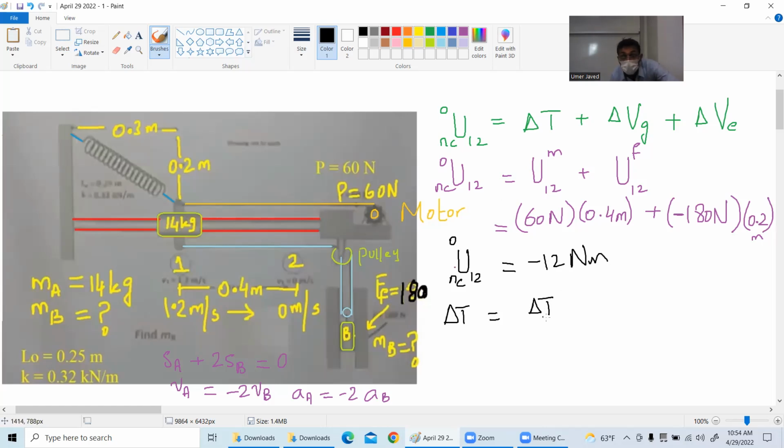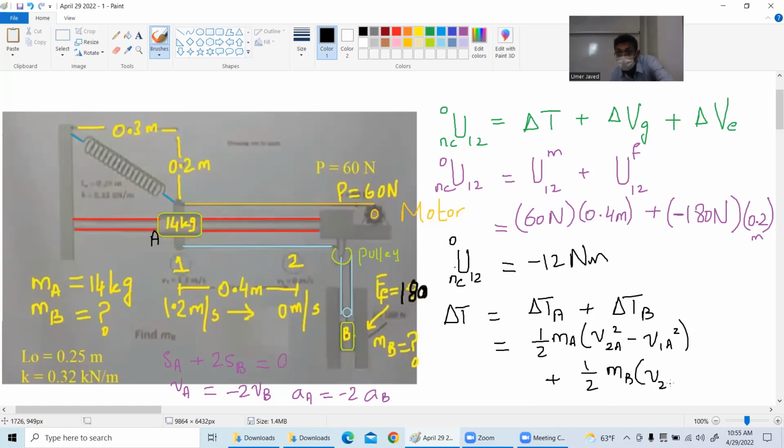This collar is A. The counterbalance is B. Then you have, please, you can call this as A, of course. Okay, then you have 1/2 MA into V2A square minus V1A square, which is equal to plus, I apologize, plus 1/2 MB V2B square.